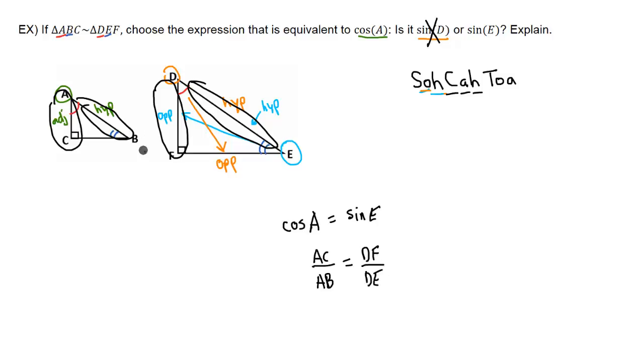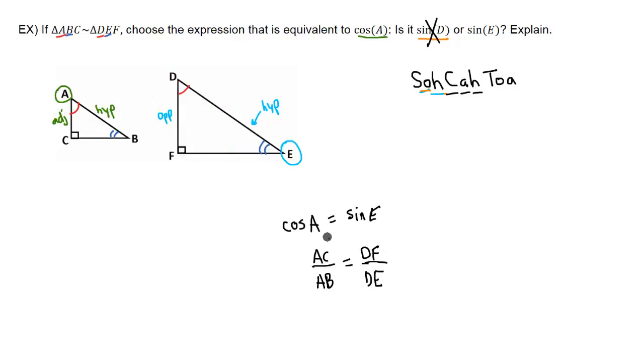So let me erase all this so you can see it a little bit clearer. To recap, cosine of A is the same thing as AC over AB because it was the adjacent side over the hypotenuse. And then sine of E over here is DF over DE because that was the opposite side divided by our hypotenuse. So once again, these ratios have to be the same because these triangles are similar.